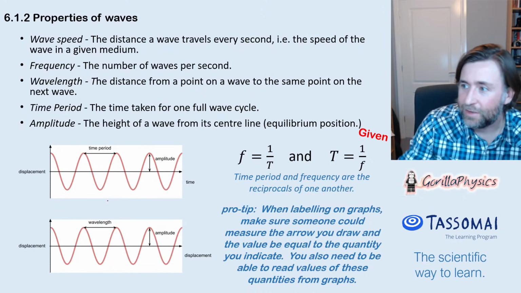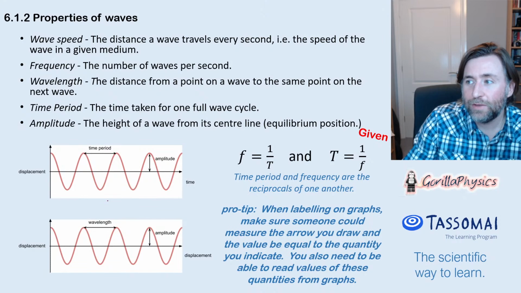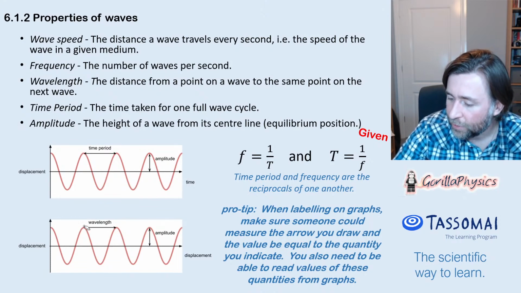The wave speed is the distance it travels per second, so it's the speed of the wave. Frequency is the number of waves per second. Wavelength is the distance from one peak to another, or the distance from one point on the wave to the same point on the next wave.